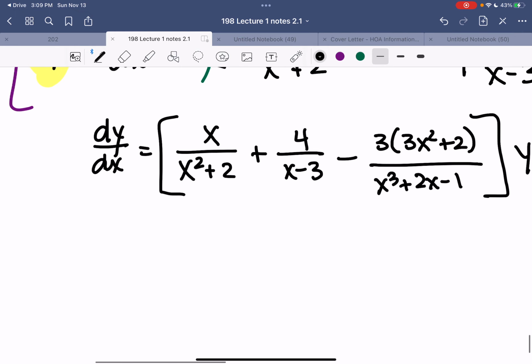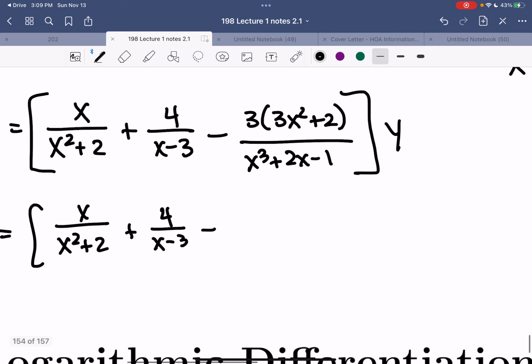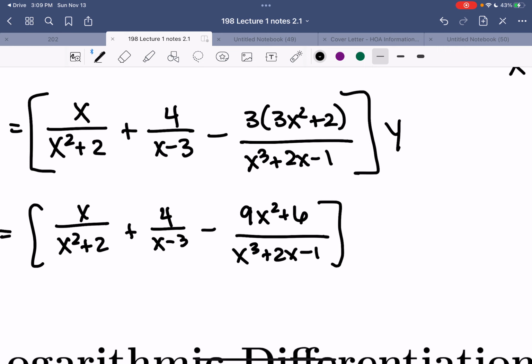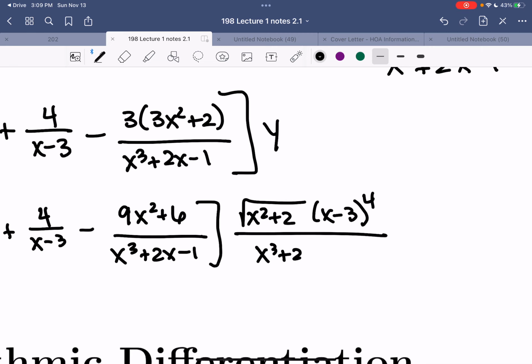So this is going to be dy over dx equals bracket x over x squared plus 2 plus 4 over x minus 3. If you wanted to multiply that 3, you can, or you can leave it factored. Doesn't matter to me. I'm going to go 9x squared plus 6 just because it's less writing. X cubed plus 2x minus 1. And then instead of y, I'm going to write my original function. So it's the square root of x squared plus 2 times x minus 3 to the 4th all over x cubed plus 2x minus 1 cubed.